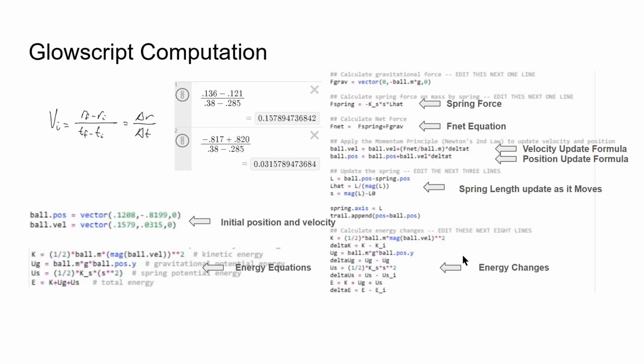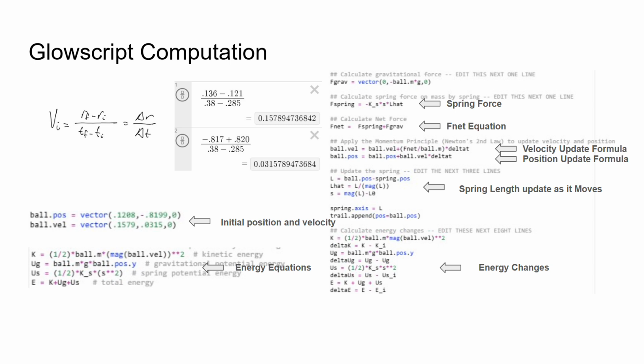This is the GlowScript computation. We would define the initial conditions with an arrow, and they were derived using the velocity equation shown here. The initial position of the mass was taken from the tracker data. Here we also have marked the energy equations we use: the spring force equation, net force equation, velocity update formula, position update formula, and energy change equations.